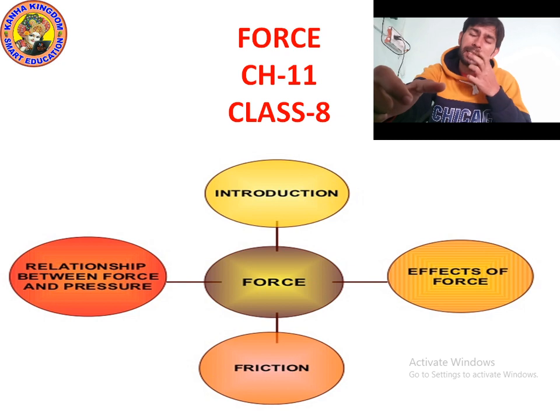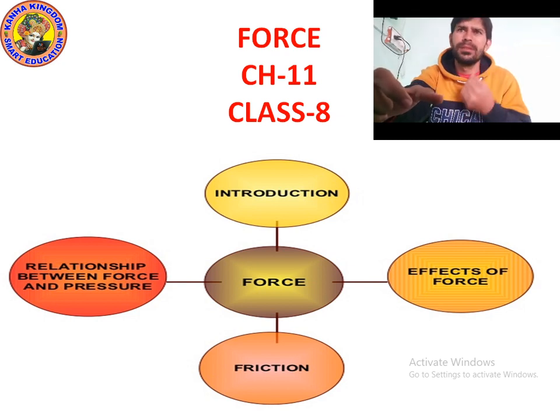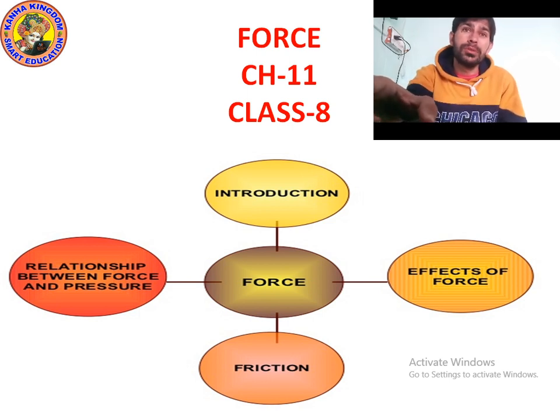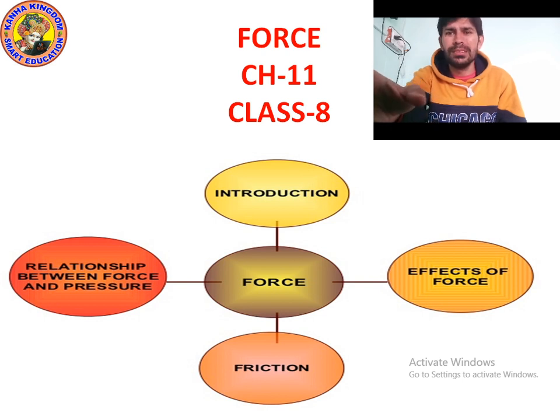We will see the characteristics of liquid and gas, magnetic force and atmospheric pressure. We will also study about atmospheric pressure. So these are the topics we are going to clear.